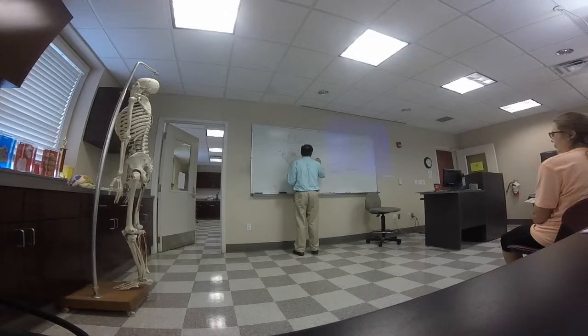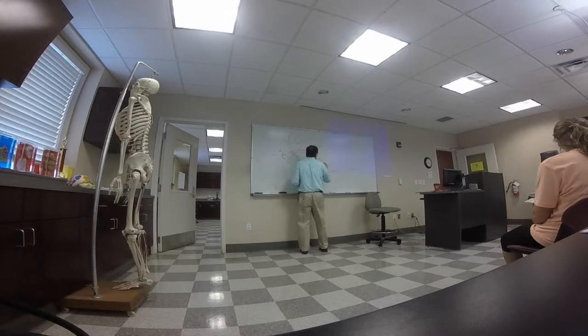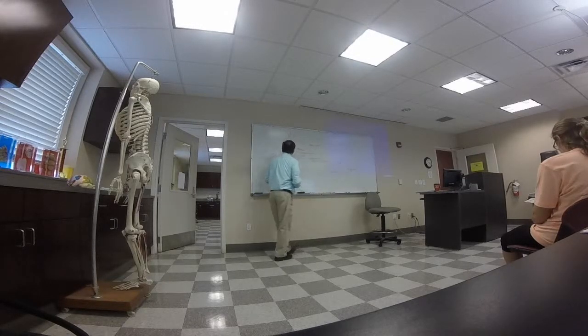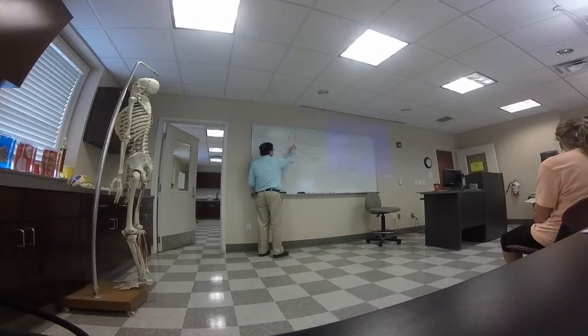Descending. You can't just call it the thoracic aorta because all parts of the aorta are in the thorax. We say descending thoracic aorta. So again, ascending aorta, aortic arch, descending thoracic aorta.